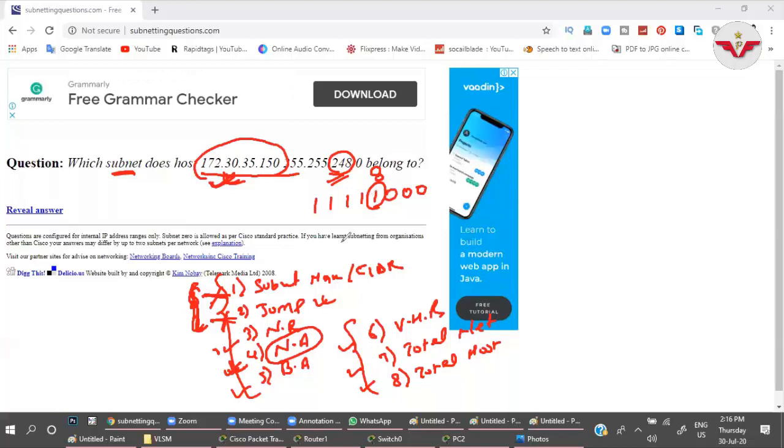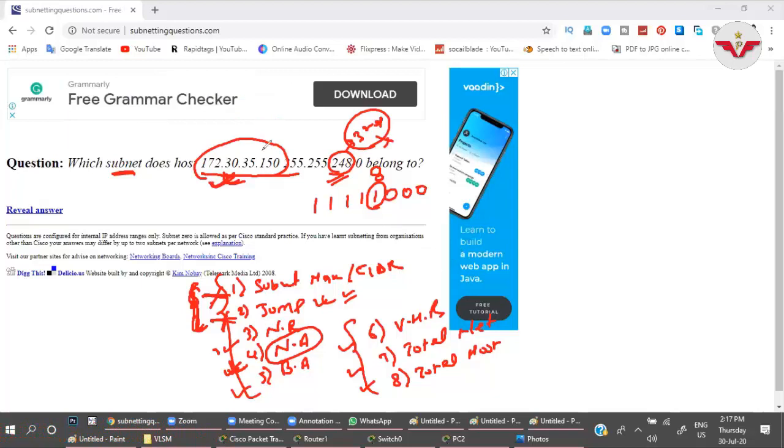Golden rule number 2. If you have subnet mask 248, it means 5 bits are on. 5 bits are on means the value of the fifth bit is 8. So you will get a jump of 8. In which octet? As this is in the third octet, so 8 jump in the third octet.